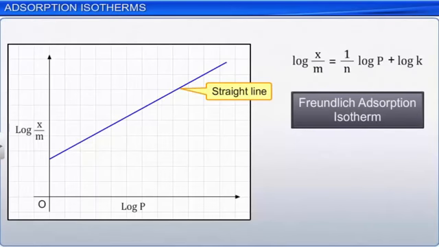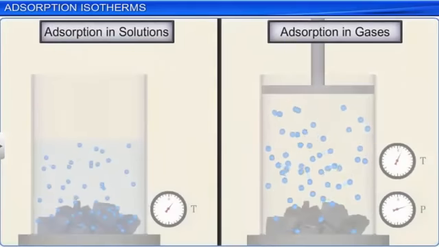Note here that the intercept on the y-axis is equal to log k, and the slope of the straight line gives the value 1 by n. It has been observed that adsorption from solutions follows generally the same principles as laid down for the adsorption of gases.